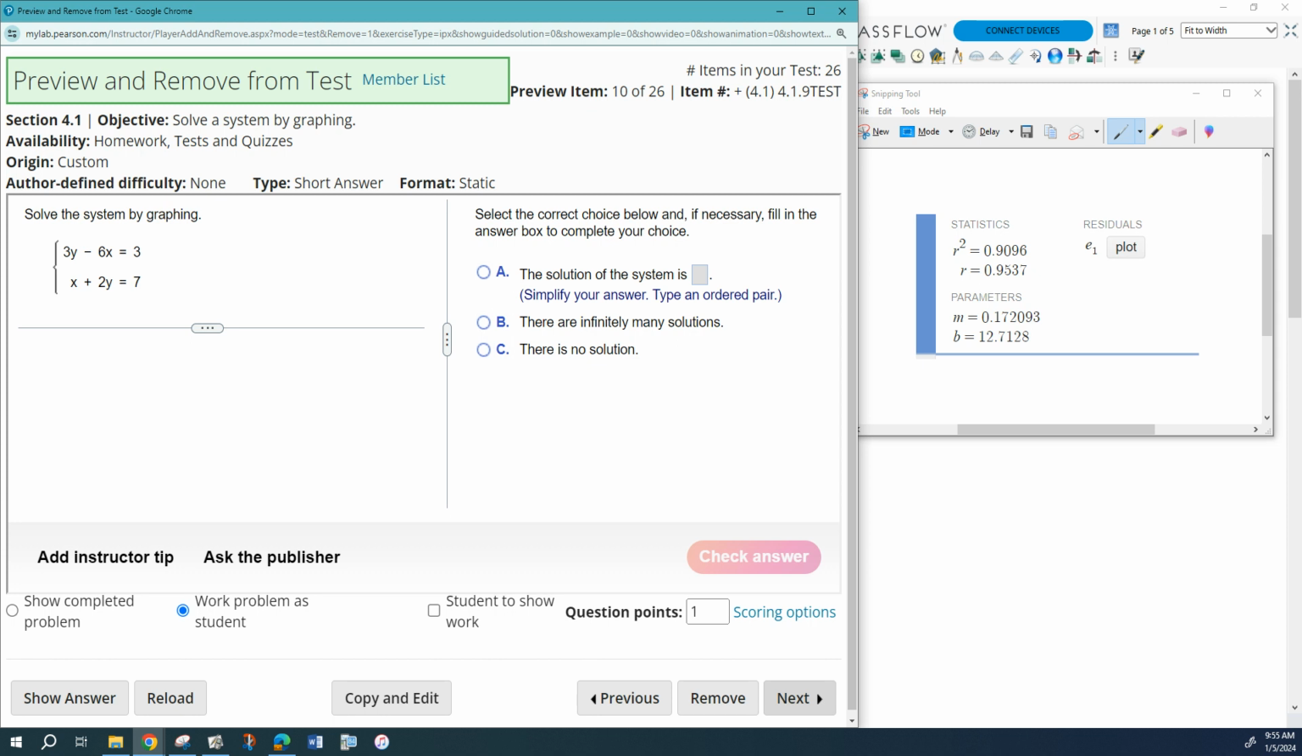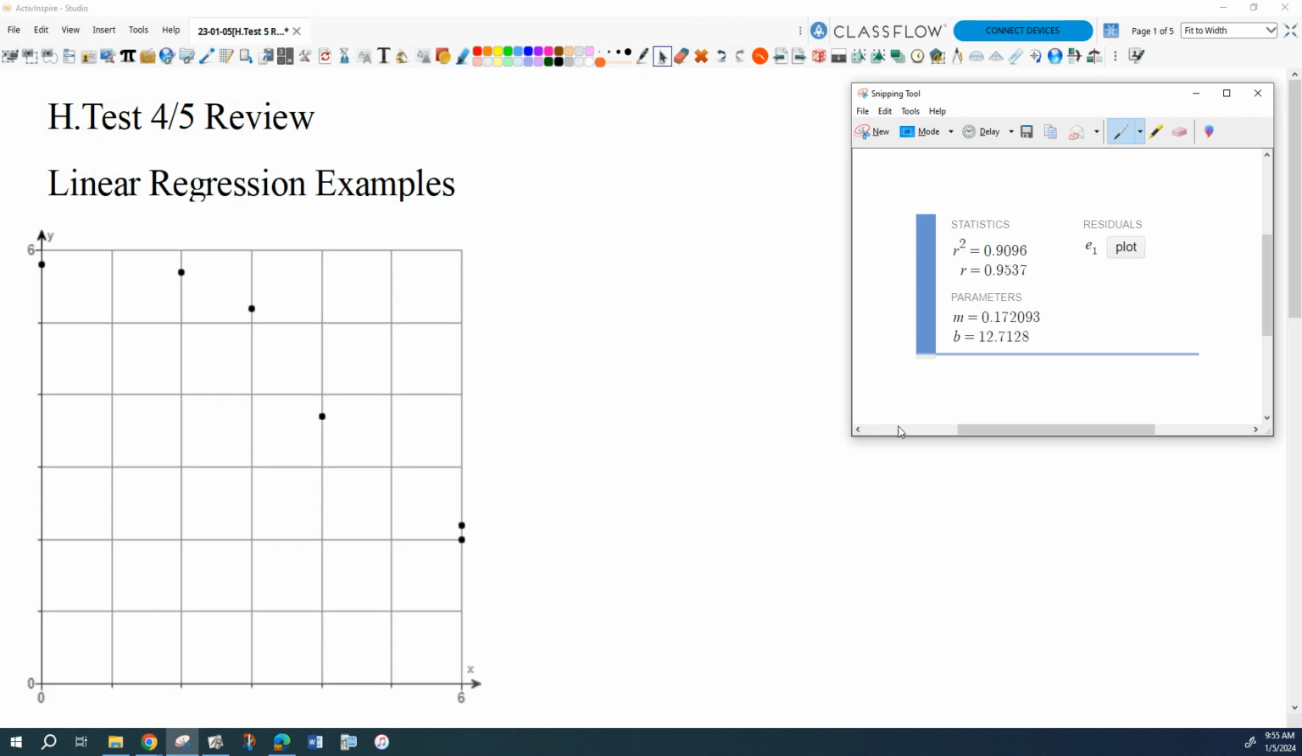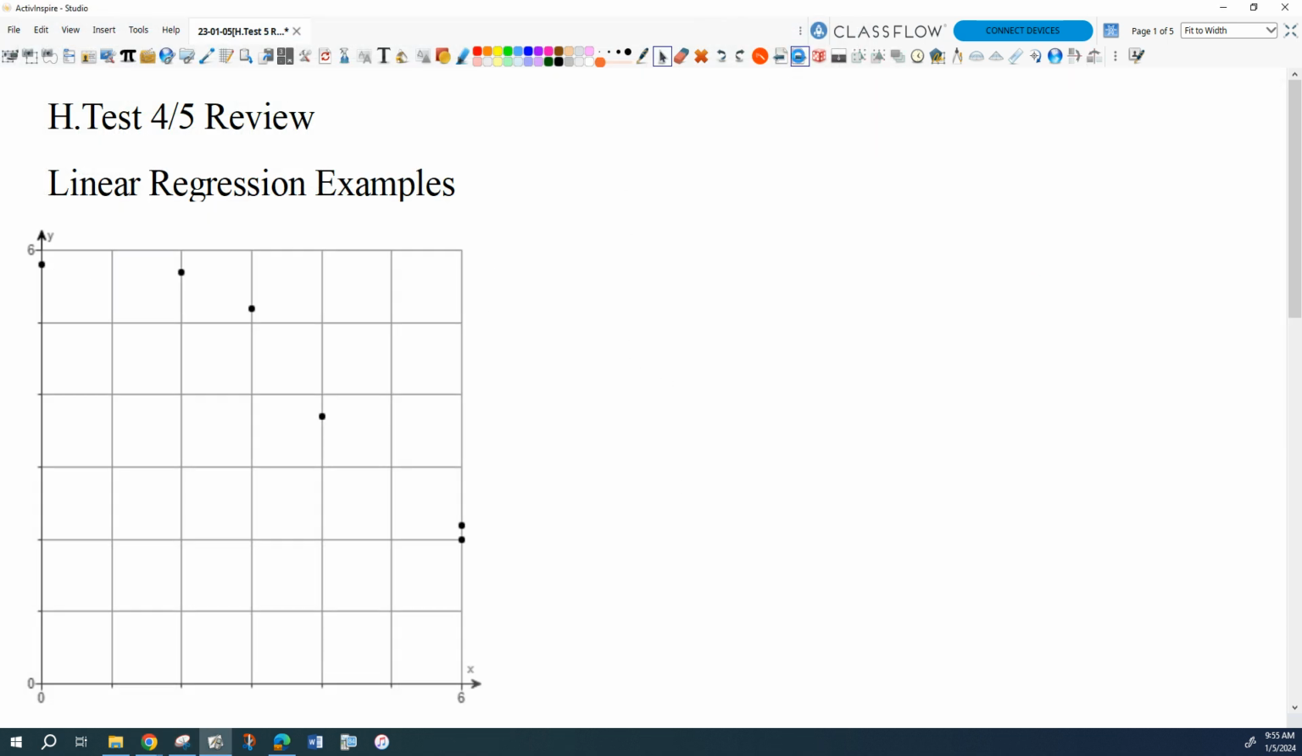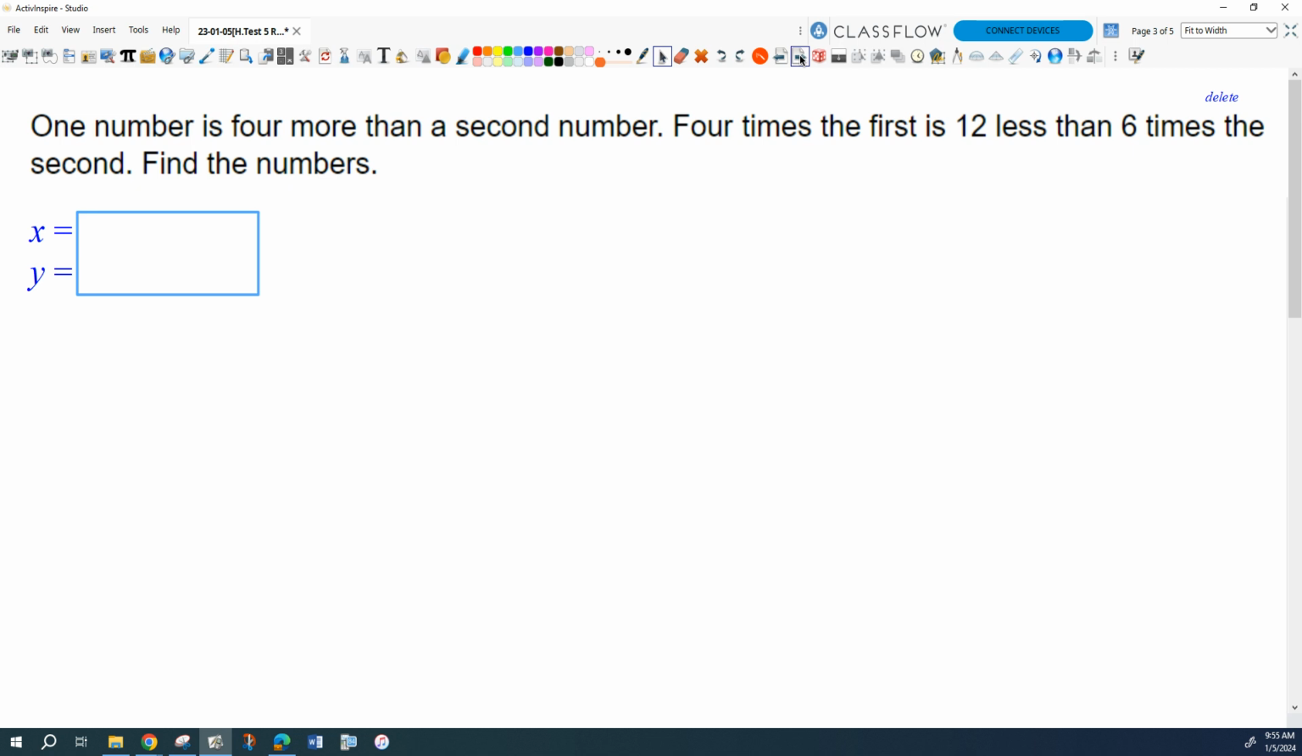Okay, I don't think we need to do any of those. We're good on all those. Okay, we did that. Okay, let's look at just a couple quick examples of these. I know these are so simple, but I just want to make sure everybody's okay with this.